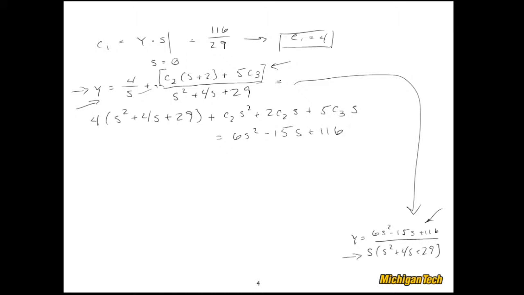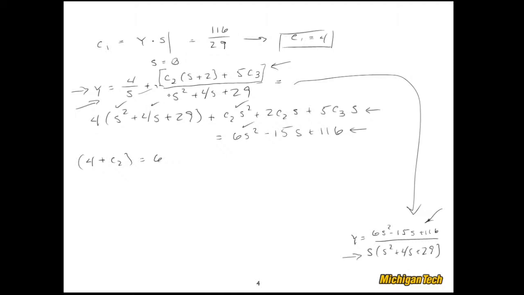Now s is a complex variable. It can be any value, 2 plus 7j, etc. So that means that the left and the right hand side of this equation have to equal each other for all values of s. So what I have to do is make sure that the coefficients of like powers of s match between the left-hand side and the right-hand side. So let's go ahead and do that. I'm going to pull out that 4 and pull out that c2, and that has to equal 6. Those are all the s squared coefficients.